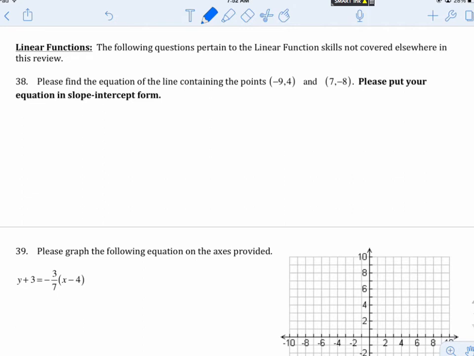Here, and these last two sections are just covering some skills that were not covered earlier in the review guide. So some miscellaneous skills, first from the linear functions chapter and then the general functions chapter. So let's take a look at number 38.